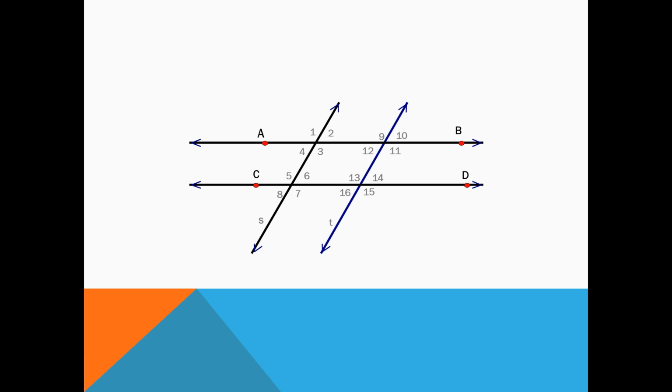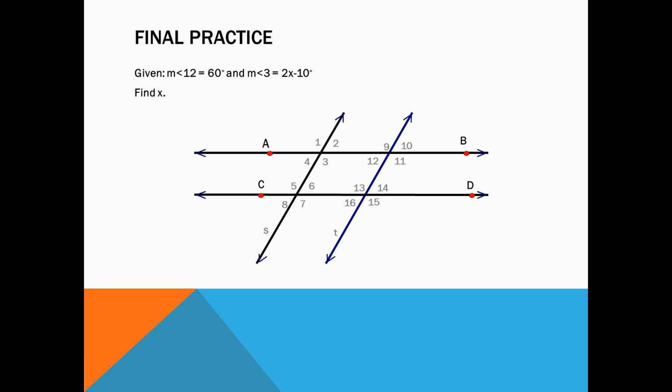Again, here's the figure where we are given multiple transversals to try to throw us off, but we work everything exactly the same way. Here is one final practice for you. If the measure of angle 12 is equal to 60 degrees, we want to find the measure of angle 3 so that we can then find x.